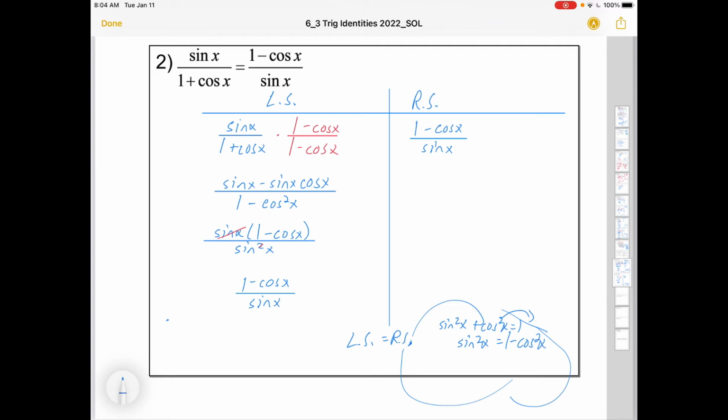So in this one, we wanted to change the look of denominators. We used conjugates. You could just as easily have used the conjugate 1 plus cos x on the right-hand side and turn the right hand into the left hand. That would have been fine.